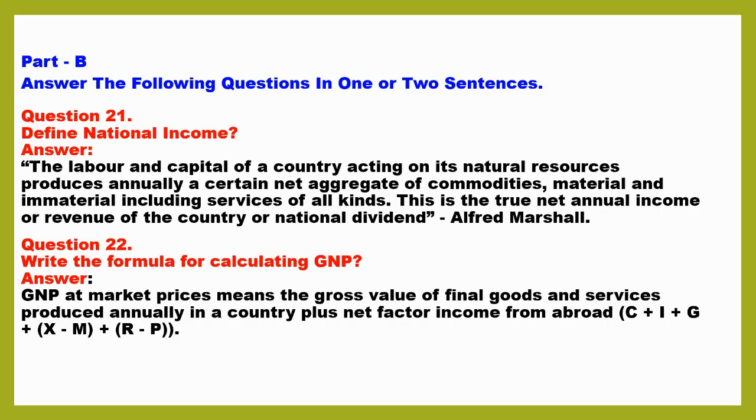Define national income. The definition is given by Alfred Marshall. Marshall says, the labor and capital of a country... Please learn this definition by heart. The term net refers to deduction from gross total produce in respect of depreciation and wearing out of the plant and equipment plus addition of net income from abroad.